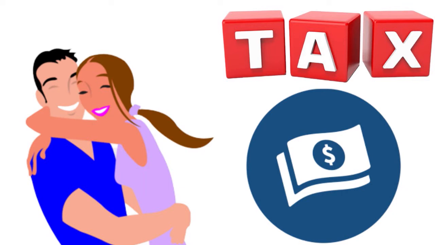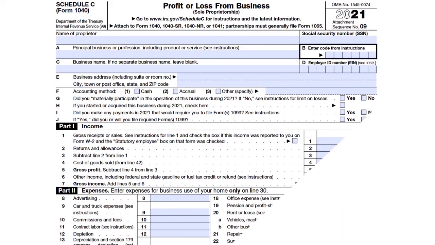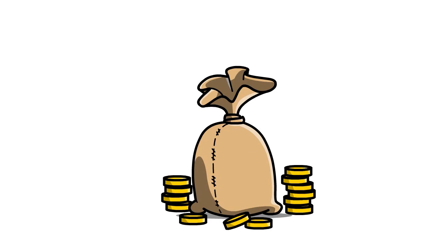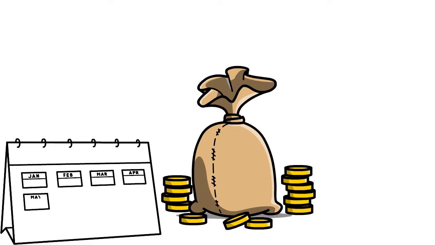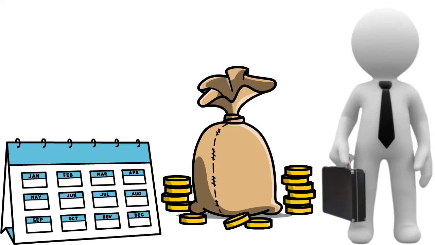So the due date here is February 15th. Then you have the Form 1040 Schedule C. This applies to folks who are single member LLCs or sole proprietorships. Form 1040 Schedule C reports how much money your business made or lost in any given tax year. So if your business is classified as a sole proprietorship, you need to file Form 1040 each year, okay?